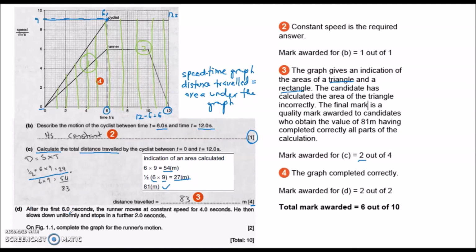1D, after the first 6 seconds, the runner moved at constant speed for 4 seconds. He then slowed down uniformly and stopped in a further 2 seconds. On this figure, complete the graph for the runner's motion. Whenever the question asks us to complete the graph, we need to draw the line, and whenever we want to draw the line, make sure we use a sharp pencil and ruler.